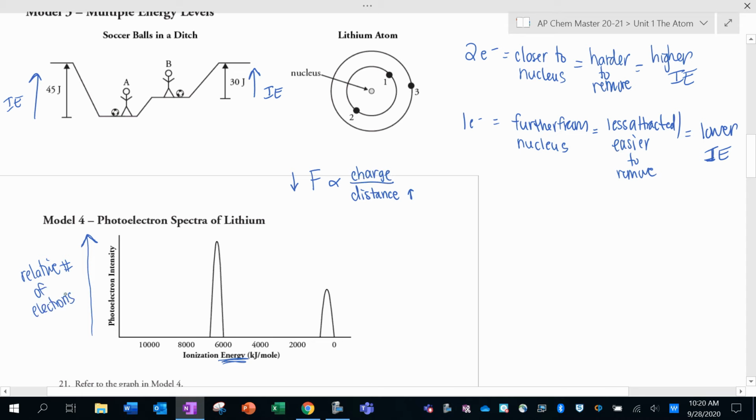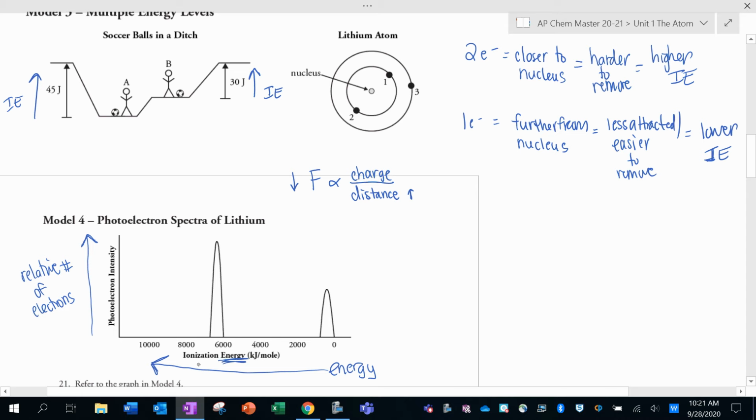What's a little weird about these photoelectron spectra is the energy tends to go in the opposite direction from what we would expect. Usually the 0 is on the left, but a lot of times in these photoelectron spectra, the 0 is on the right. So just really pay close attention to your axes when you're looking at these graphs. That's always a good rule of thumb, but especially with photoelectron spectra, read these axes carefully.